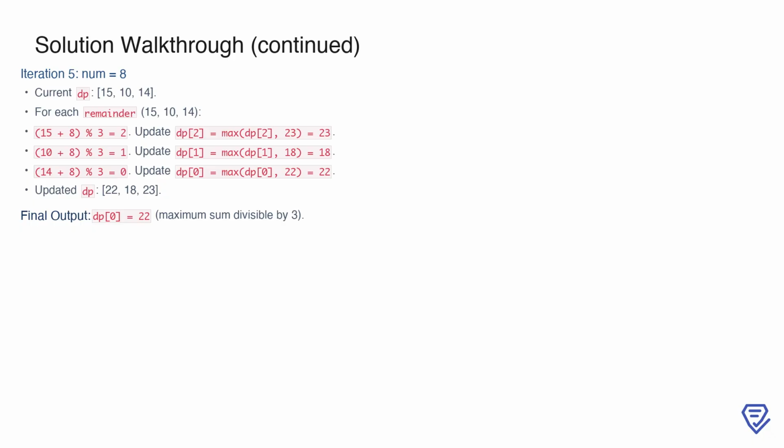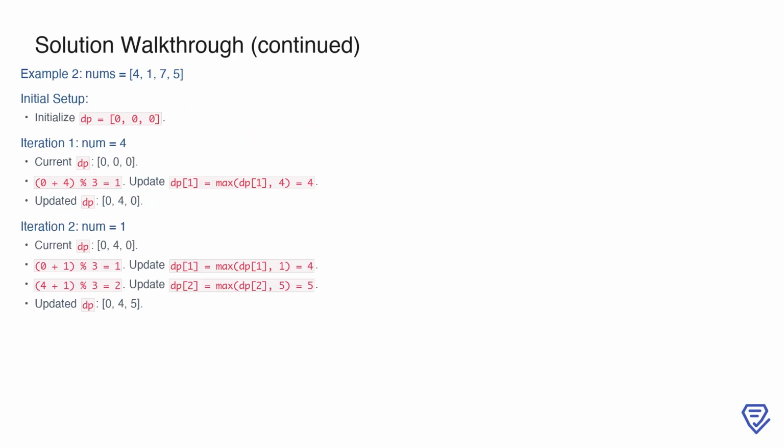Adding 8 to the remainder 1 gives (10 + 8) % 3 equals 1, so dp[1] is updated to 18. Lastly, adding 8 to the remainder 2 gives (14 + 8) % 3 equals 0, so dp[0] is updated to 22. The final dp after all iterations is 22, 18, 23. Since we are looking for the greatest sum divisible by 3, we return dp[0], which is 22.